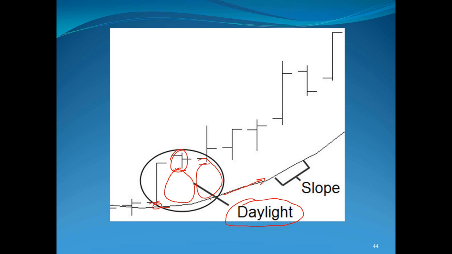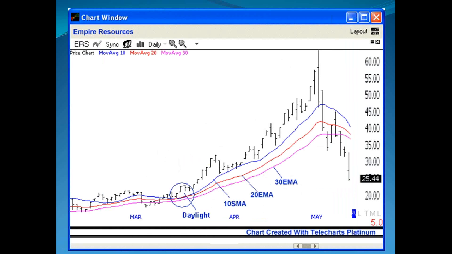Now, slope will be a little slower to catch up, but notice that this moving average was flat back here, and then you began to get daylight, okay? You had three bars of daylight. So, aha, price is beginning to take off, and then later on we see, yep, that's confirmed by a positive slope in the moving average, okay?